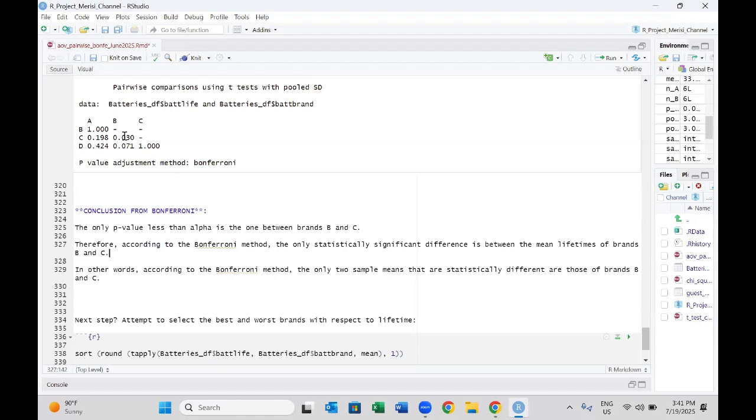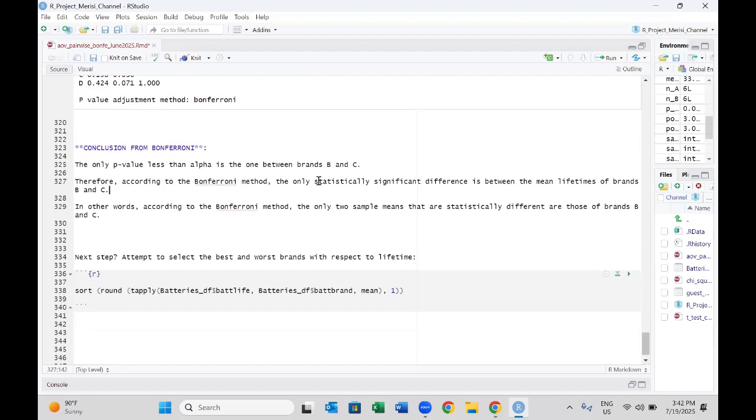Now, what do we do with this? Because we can do something else, guys, okay? Many analysts like to do this next step. You can use this information to try, okay? It's not easy, but you can try to select the best and worst brands, okay? That process is a little bit nuanced, okay?